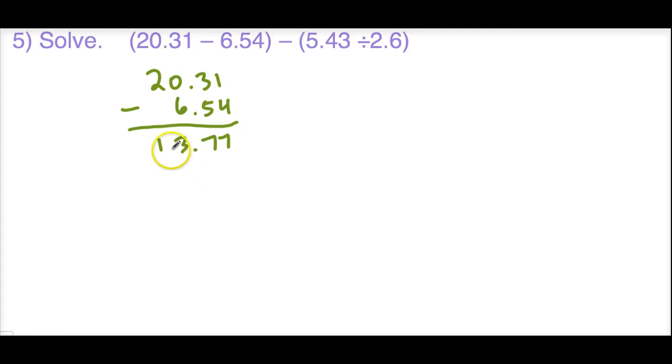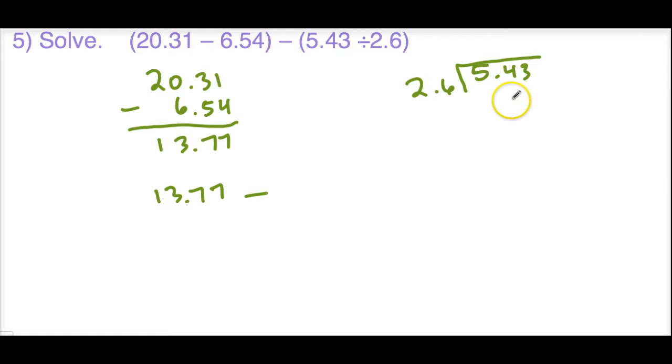So I'm going to bring that down here as part of the problem, minus, and I'm going to set up this problem as well. So this one's going to be 5 and 43 hundredths divided by 2 and 6 tenths. Now, before I can divide, I need to make sure my divisor is a whole number, so I'm going to multiply by 10 for our divisor. And what you do to the divisor, you do to the dividend.